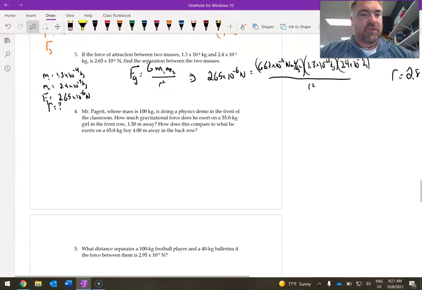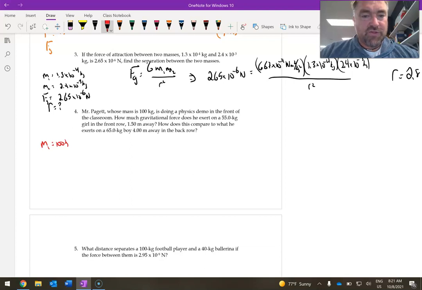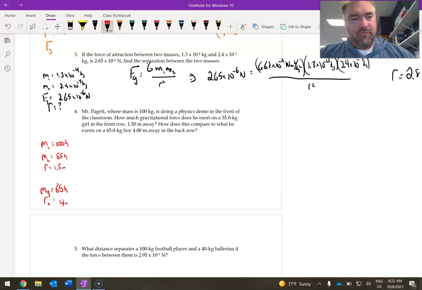Now, next one, Mr. Paget, whose mass is 100 kilograms. So M1 is 100 kilograms. It's a demo for their classroom. How much gravitational force is exerted on a 55 kilogram student in there? So M2 is 55 kilograms. And the distance away is 1.5 meters. And then we're going to have a third one, so M3 is 65 kilograms. And my new R, so I'll make this R2, is 4 meters. You don't have to write it as R2, but I need to know that it's a different set. So I'm going to run this twice.